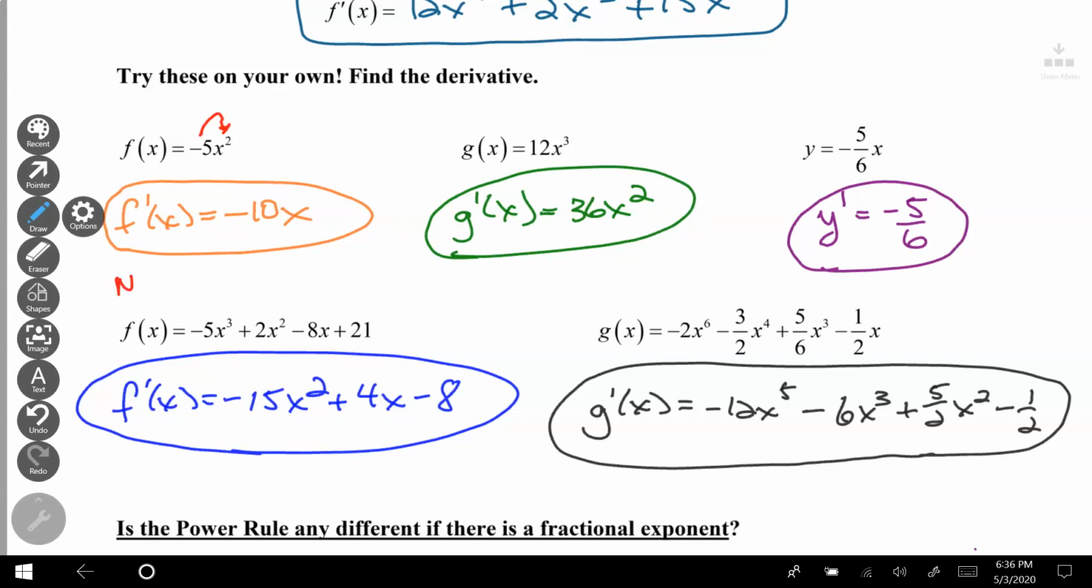The big key here is notation is important. I want to see that f prime notation or g prime or y prime notation. This example here was really x to the 1st, so y equals -5/6 x to the 1st. -5 times 1 is -5/6, and then it becomes x to the 0. I don't write down x to the 0. It just becomes what it is.